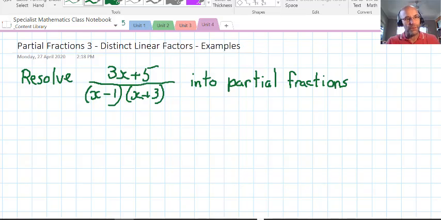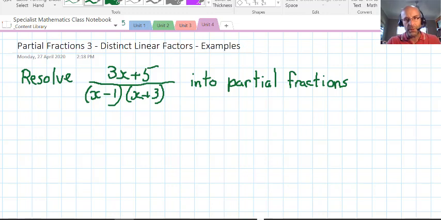Video 3 in our sequence of videos on partial fractions leading up to integration using partial fractions. This one is about some worked examples for distinct linear factors. So consider the question we have there in front of us, or the task: resolve (3x + 5) over (x - 1)(x + 3) into partial fractions.